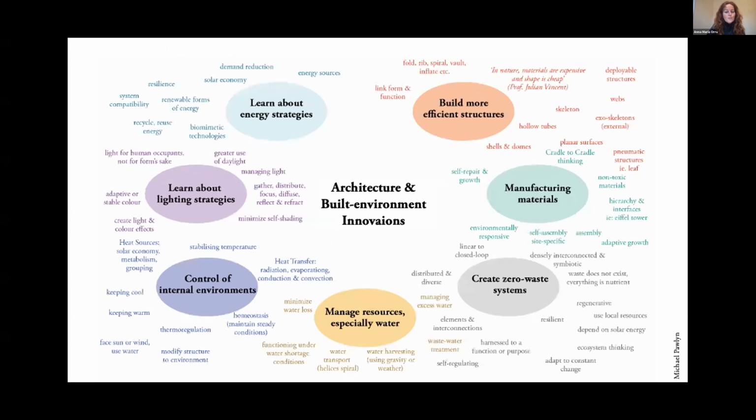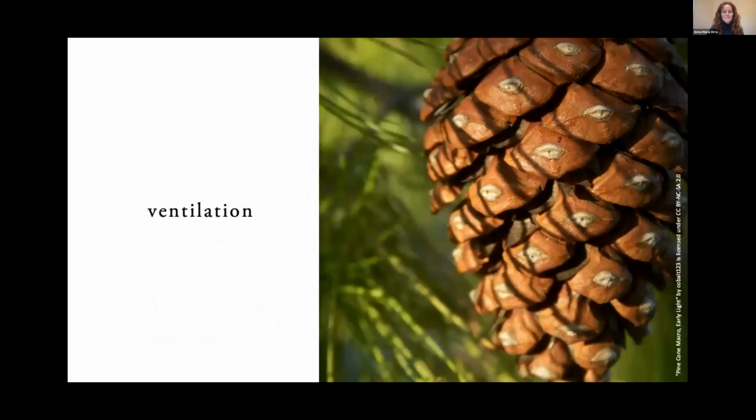So here, if we just look at the 7 areas, we can learn from nature how to build more efficient structures, how to manufacture different materials, how to create zero waste systems, how to manage different kinds of resources, especially water, how to control internal environments, and how to learn about both lighting and energy strategies. And I can assure you that the forests hold strategies for each of these areas. You just need to look with eyes wide open and put on your biomimicry glasses.